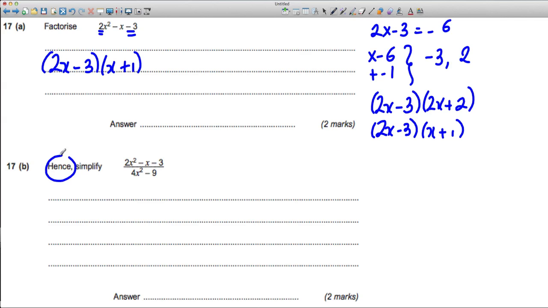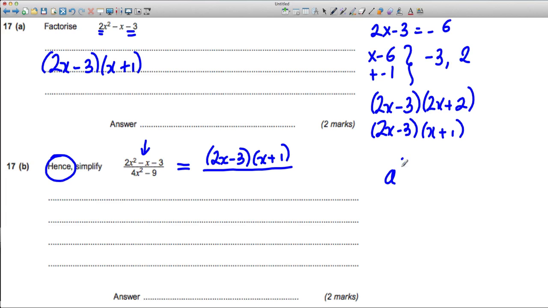Hence means using part A, simplify the following. Now, whenever you're trying to simplify algebraic fractions, factorise the top and the bottom first, and you will notice things cancel. The top, oh, we have factorised that in part A, and it factorised to 2x subtract 3, x plus 1. Now the bottom is a difference of 2 squares.